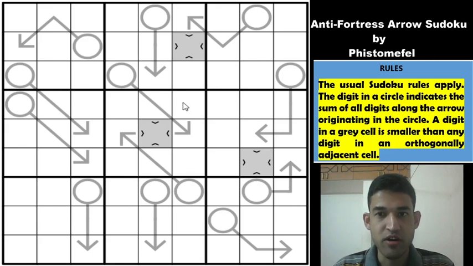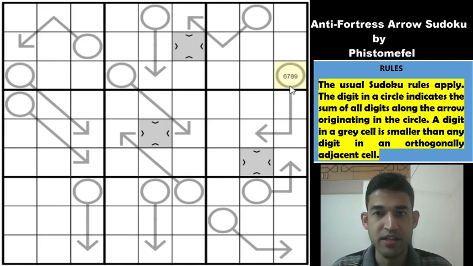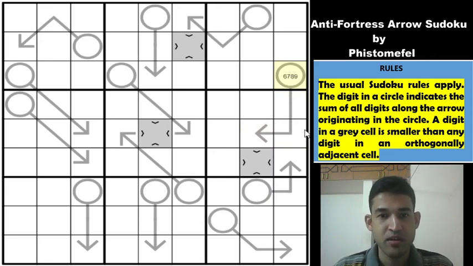So I am trying to look for arrow stems which have at least 3 cells. I am not able to find any except this one. This has 3 cells in the stem, so the minimum value is going to be 6, which means we can write the possibilities. 1 plus 2 plus 3 will be 6 minimum. And okay, nothing here. So this seems to be very restricted, guys. Column 5 and box 5 seems to be very restricted.